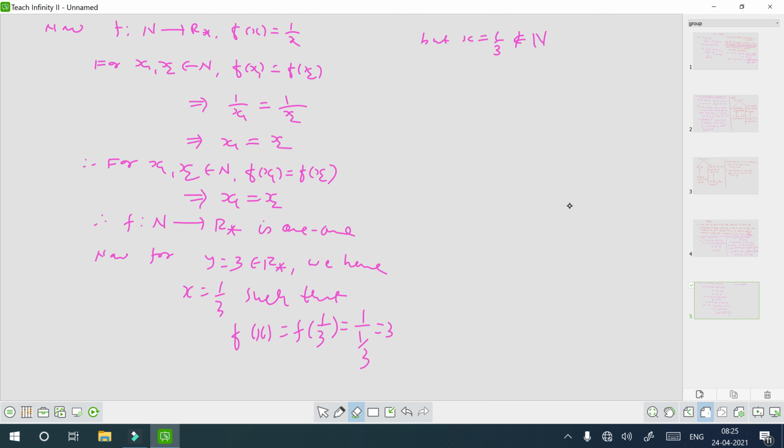So we can write that for some y belongs to R star, the range of f is not equal to N, and therefore range of f is not equal to codomain R star, and therefore f from N to R star is not an onto function, that means it is an into function. Clear?